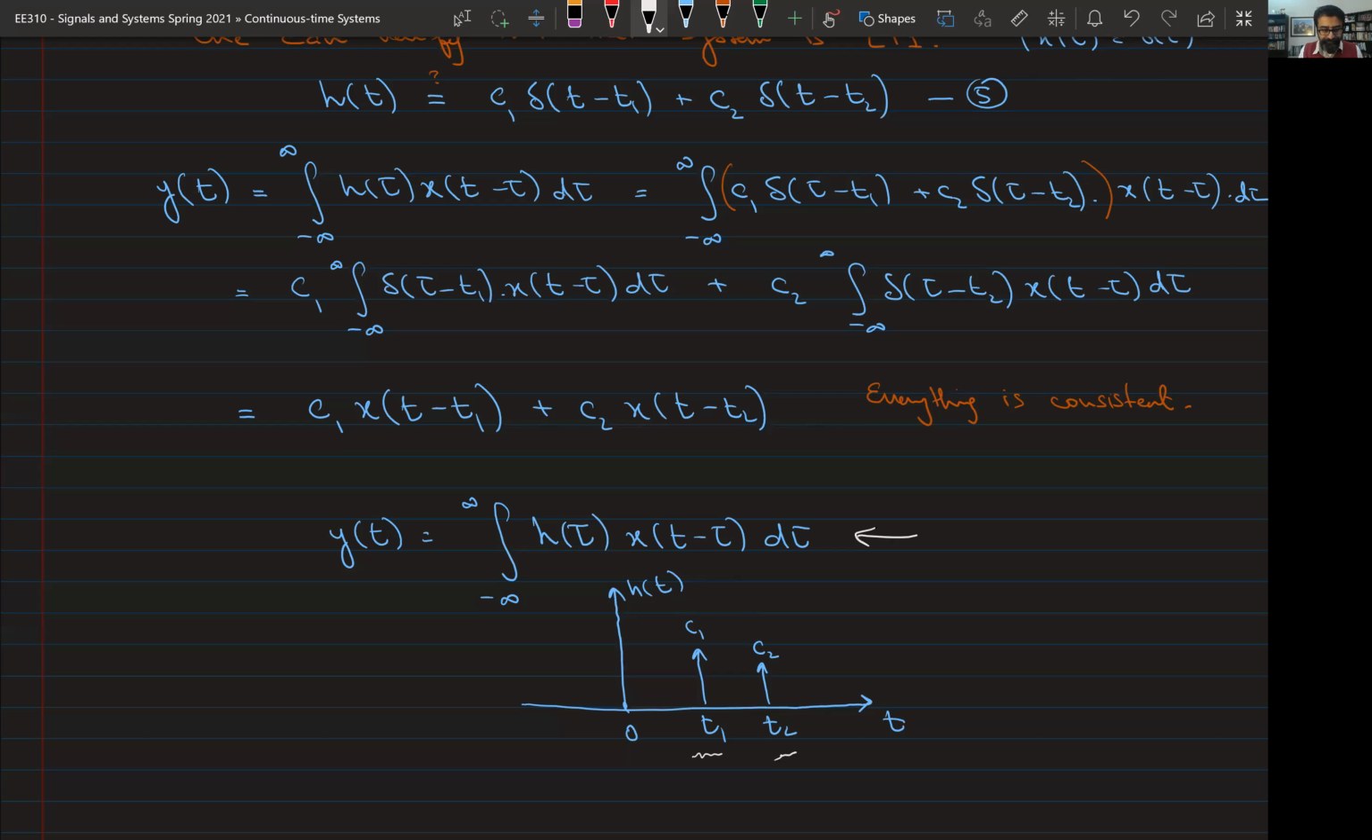Ji Hassan. So I think there's a bit of a problem with the intuition. In equation 5, we have c1 times delta of t minus t1, right? But that delta function at t1 shoots up all the way to infinity. How does multiplying it by a finite number give you this finite peak instead?